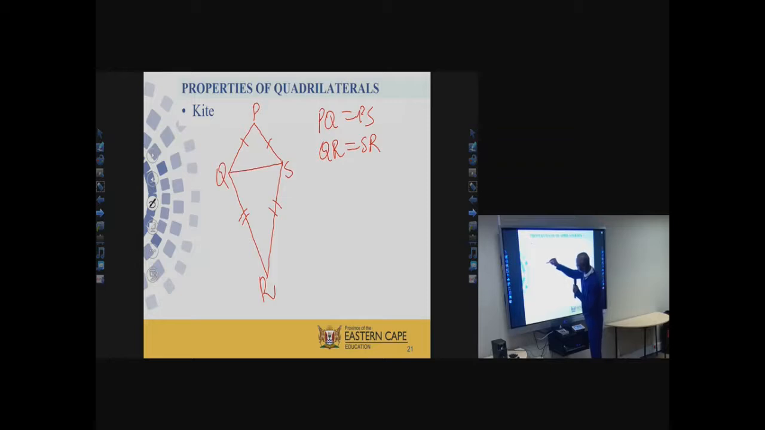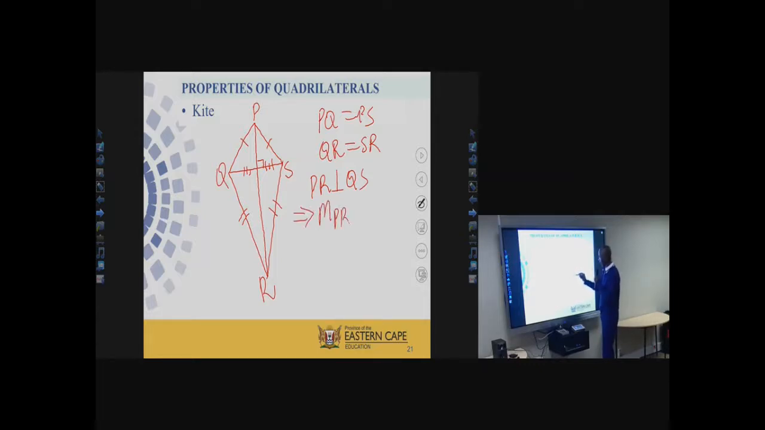If you draw a diagonal here, and another diagonal there, you will realize that this will be equal to that. That means the longer diagonal usually bisects the shorter diagonal. But the most important thing is that the angle where the two diagonals bisect is 90 degrees. Which means PR is perpendicular to QS, which implies that the gradient of PR multiplied by the gradient of QS must always give you negative 1.